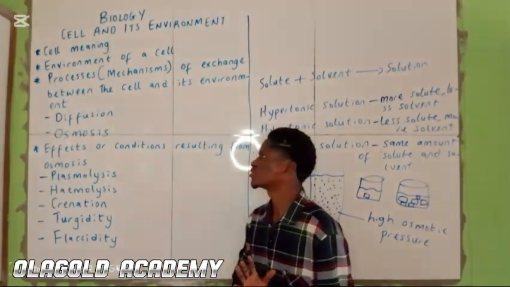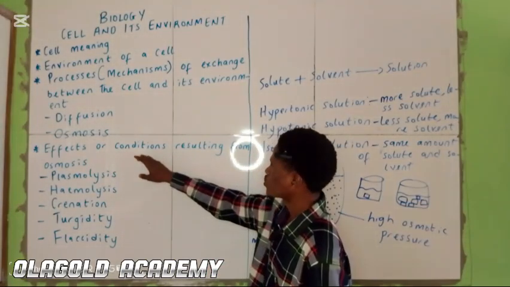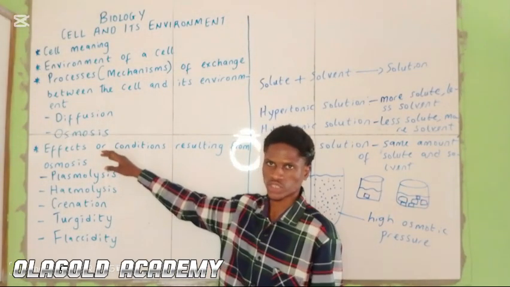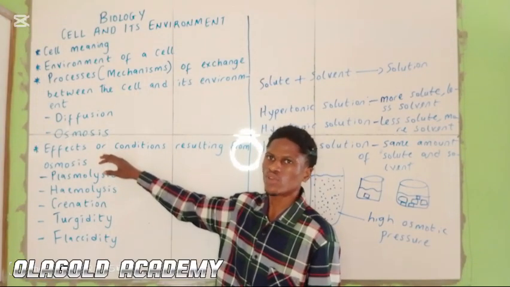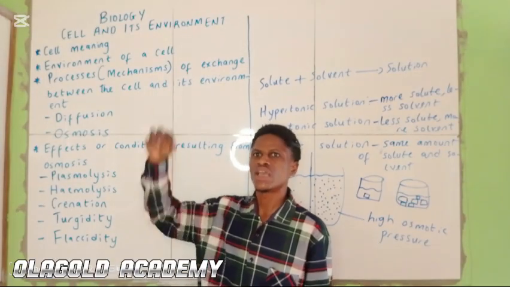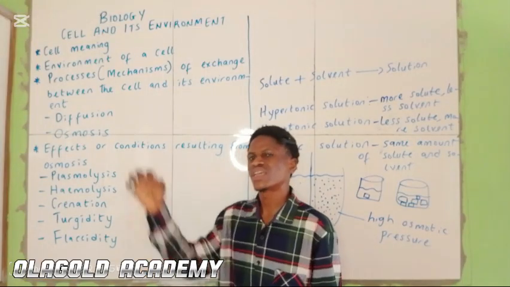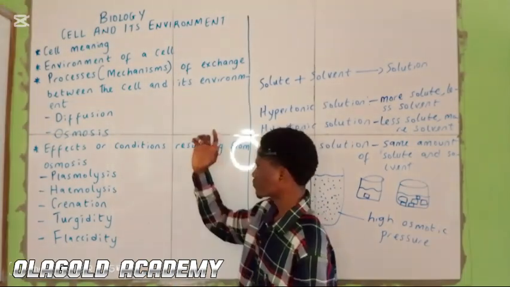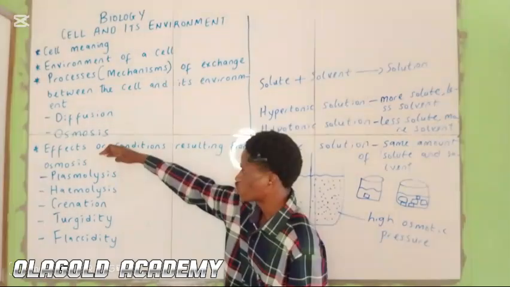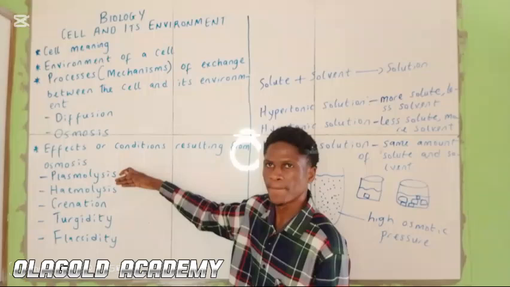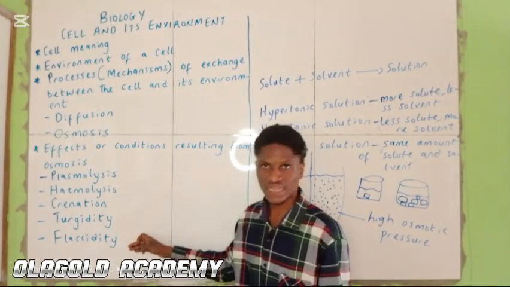Alright, with that being done, we now move to the effects or conditions resulting from osmosis. Remember, I told you that if water molecules move inside a cell, it is endosmosis. If water molecules move outside of a cell, it is exosmosis. Alright, we have effects or conditions resulting from osmosis. We have plasmolysis, haemolysis, crenation, turgidity, and flaccidity.